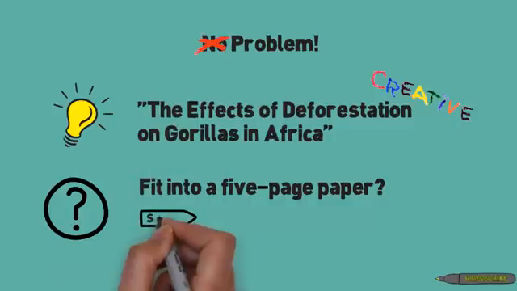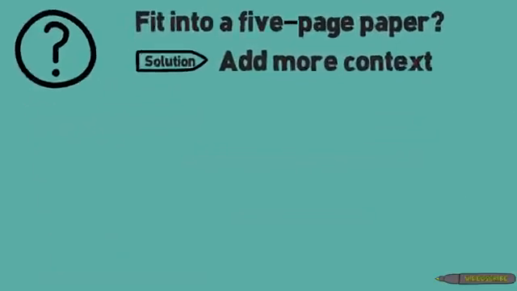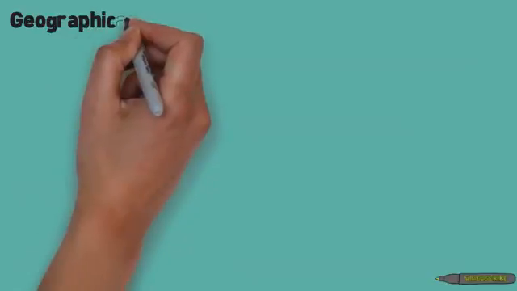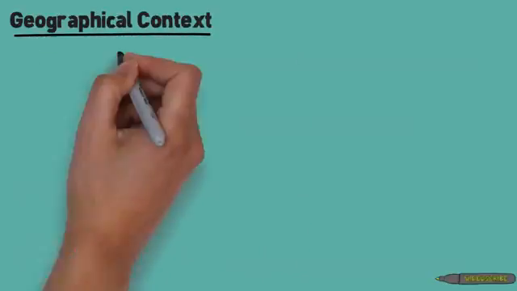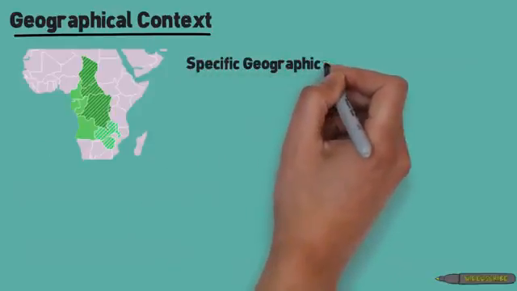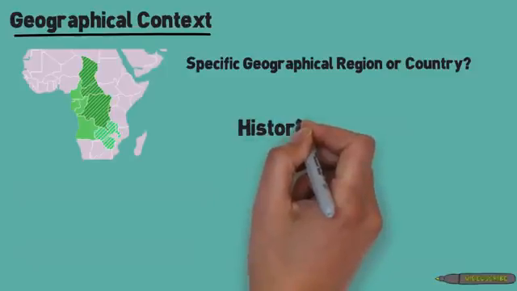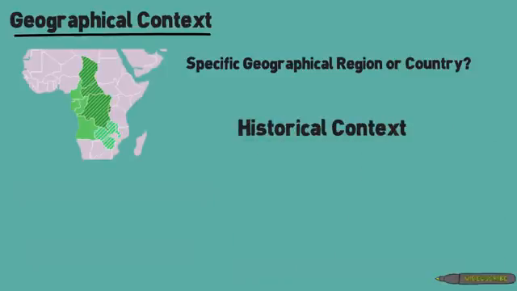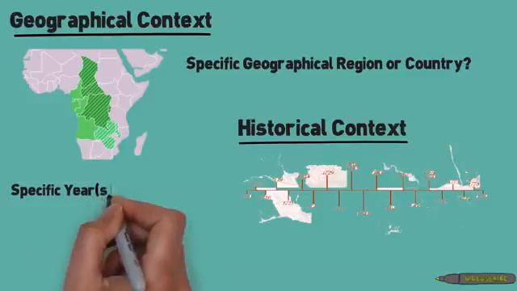So what could you do instead? The key is to add more context. For example, you could add some geographical context to your paper. Is there a geographic region or country in which gorillas are specifically affected by deforestation? Perhaps you want to focus more on a historical context. Is there a certain time aspect you want to write about? Perhaps the time when deforestation really started to affect gorillas.